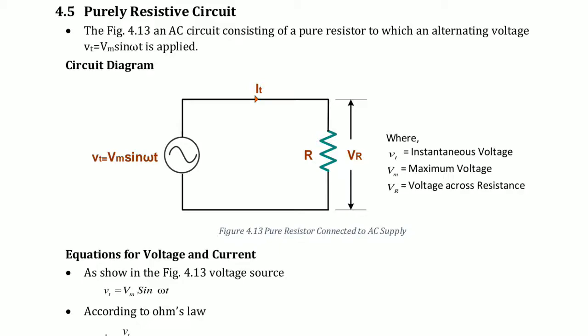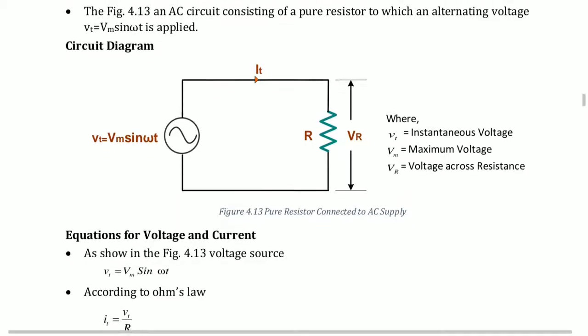So this resistive element is connected, a pure resistive element. The supply is an AC supply, an alternating quantity, that means a sinusoidal waveform. In the circuit diagram, the supply and the resistor are connected through wires. When the supply is connected to the resistor, the current I is flowing through the wires towards the resistance.